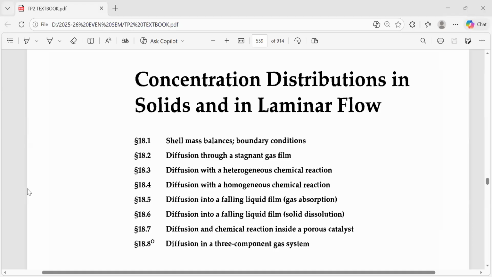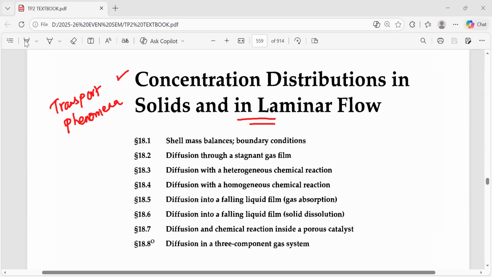Okay. The concentration distributions in solids and in laminar flow. So this is the topic of what we say transport phenomena. Okay, we say transport phenomena, and then let me actually write this again. So this is the topic.